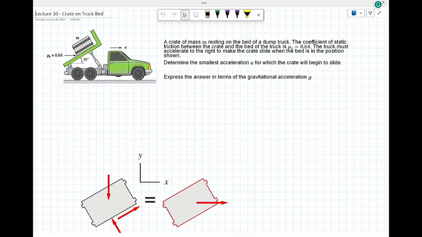One of the things you immediately notice is I haven't told you what mass is, I haven't told you anything about the truck. I have given you theta, which is 30 degrees, and mu sub s. And one thing I should mention about mu sub k before I go away from that: mu sub s is always greater than mu sub k. Static friction is always a greater coefficient than kinetic friction.